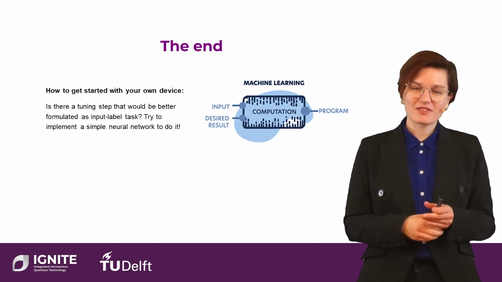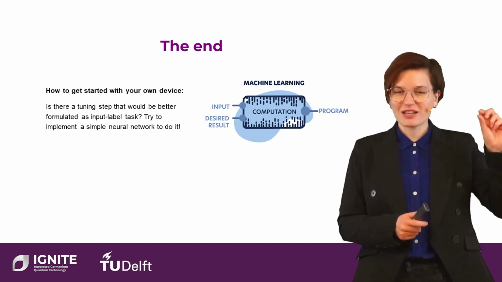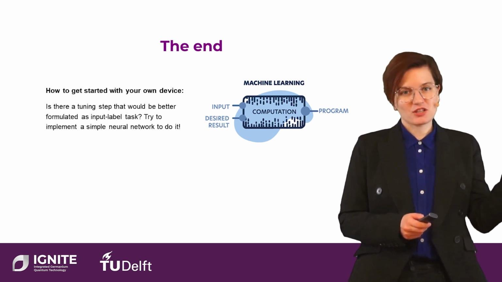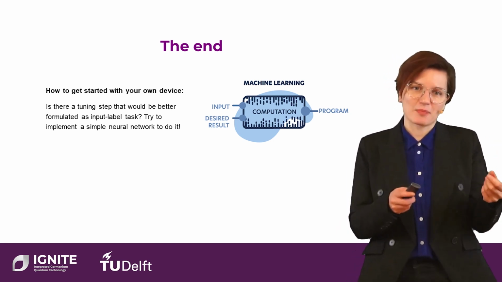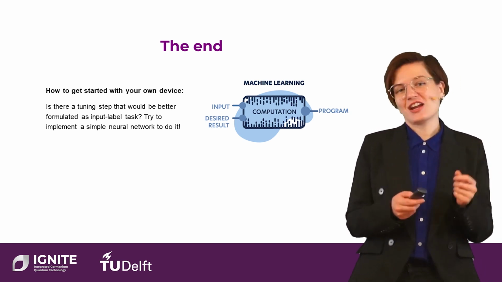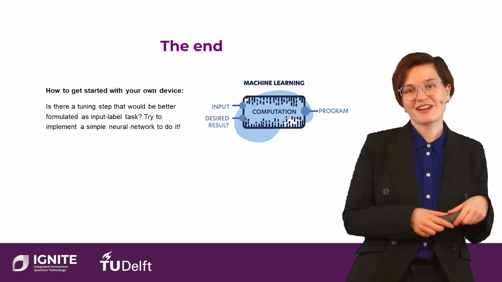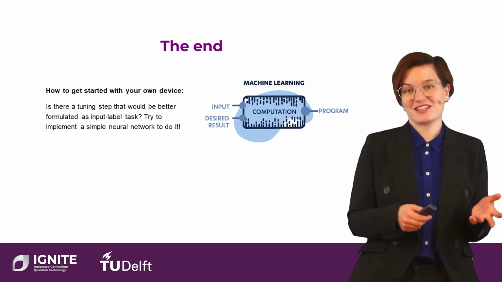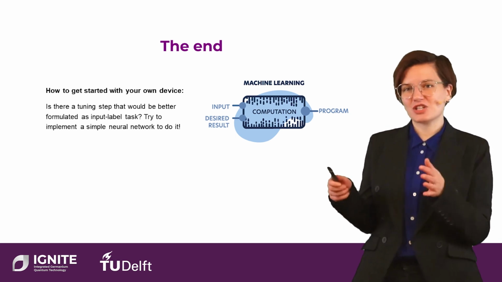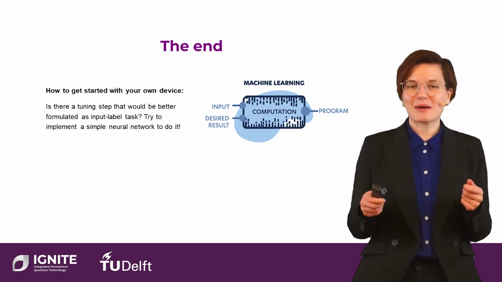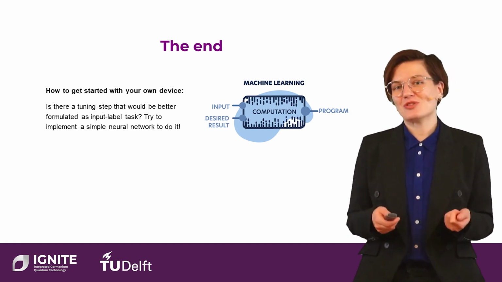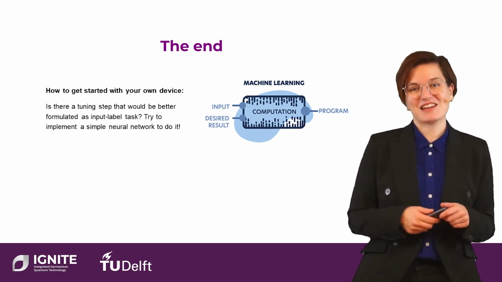You can think about whether there is a simple tiny tuning step that you could in principle replace with machine learning, with this sort of input label type of task. And if that's a yes, then you can just try to implement a simple neural network for yourself and learn this by doing. And after you succeeded at that, there is a very short path towards implementing some more sophisticated algorithms and actually contributing to this super exciting and emerging field.